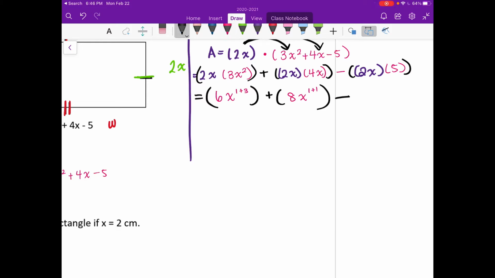Minus, and you don't have to do this always. I'm just doing it to show you. Okay? Minus 2x times 5 is going to be 10, because it's 2 times 5, and then just 10x. Okay?